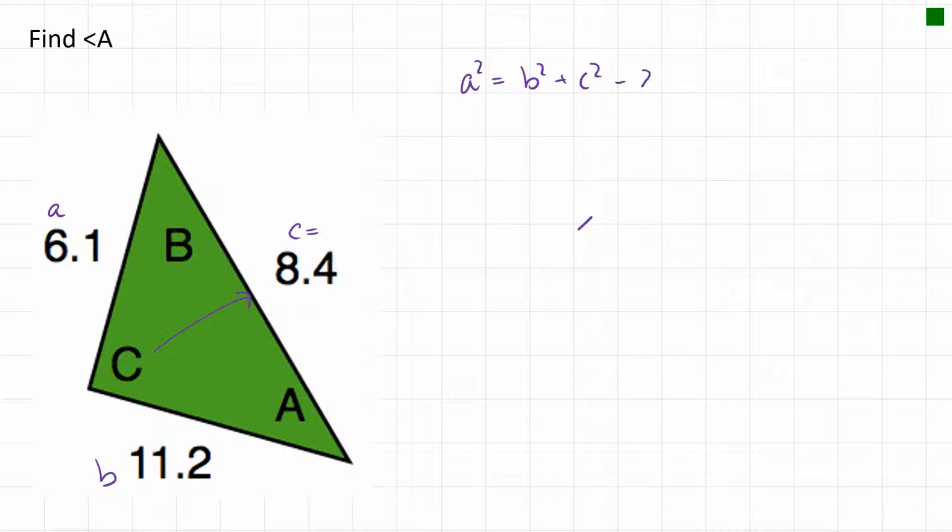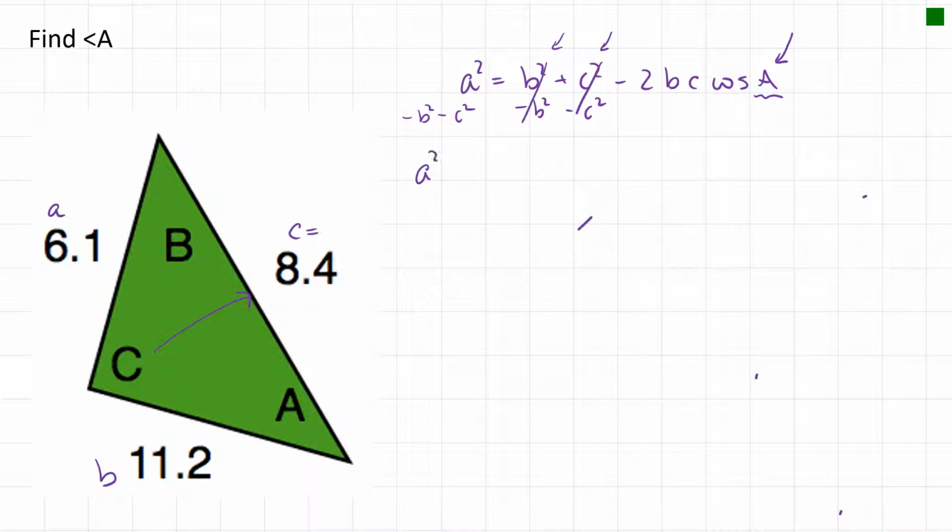So here it is. And I need to find angle A in this question. So that means I need to get angle A all by itself. So I'm going to do that algebraically before I plug in my numbers. And that means I need to get rid of these two on the right side. So I'm going to subtract b squared and c squared from both sides. So they will disappear, but what I do to one side, I have to do to the other. So they'll disappear on this side, but show up on the left.